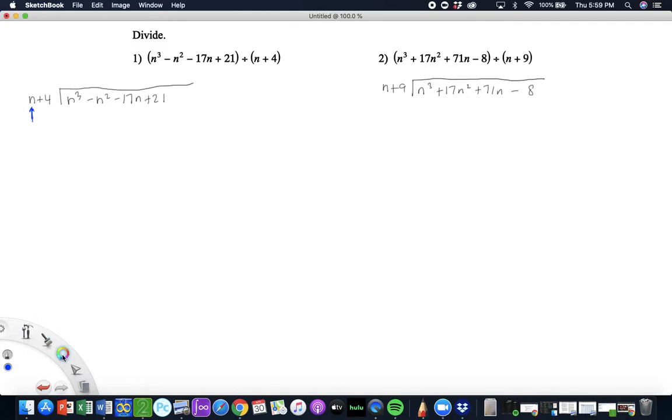So the first thing I like to do when I start a problem is make sure that I have all the terms, 3, 2, 1, 0, which both of them do. So I'm starting out with some nice problems here. And then I look at this front term and I want to see the front term of the polynomial I'm dividing. So I'm going to take n times what would give me n to the third, okay?